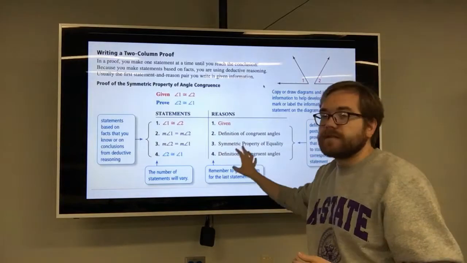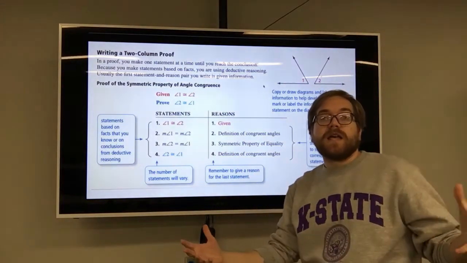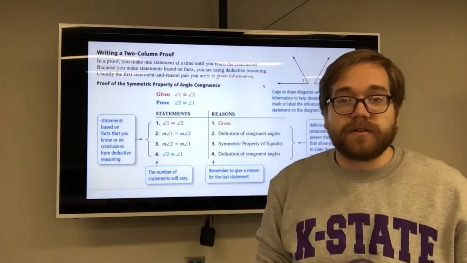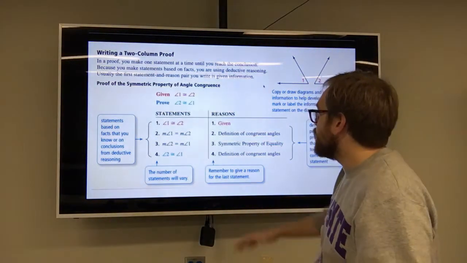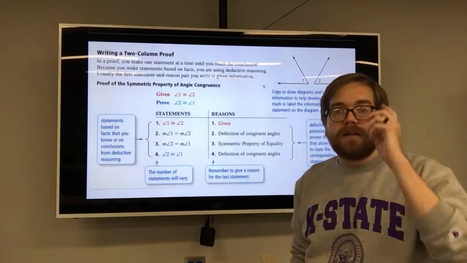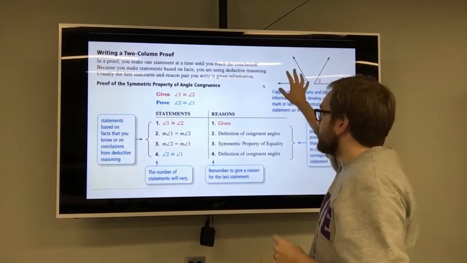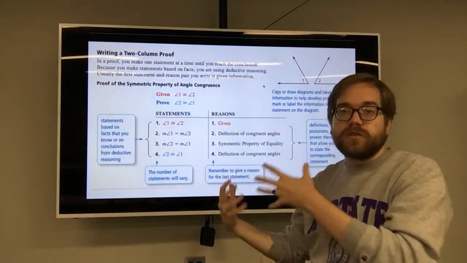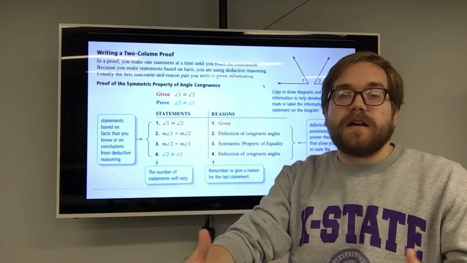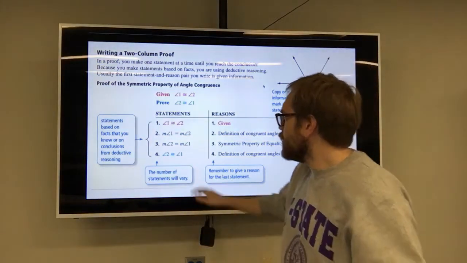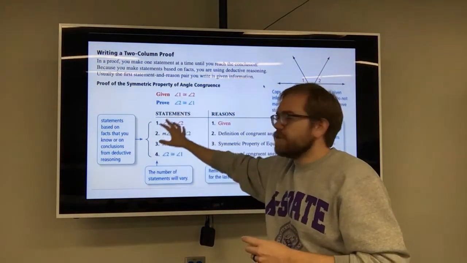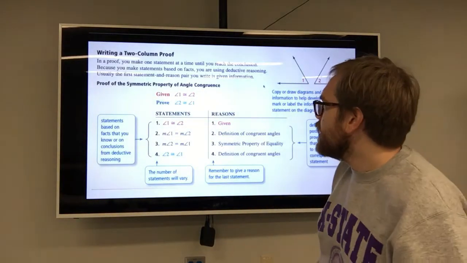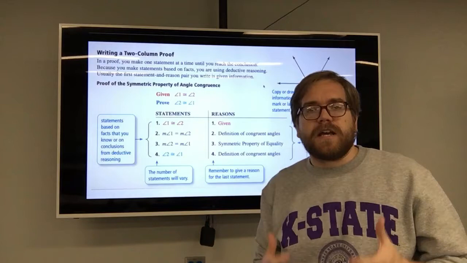And your reasons, your properties, definitions, and theorems, that's your guide through the maze, telling you where you can and where you can't go. And so that's what's helping you navigate these proofs, along with your diagrams and your given information. Because once you have shown something to be true, you can then use that as you move forward. So you'll notice off here to the left we have our statements. Those are the facts or conclusions that we're making based off of the information that we have.